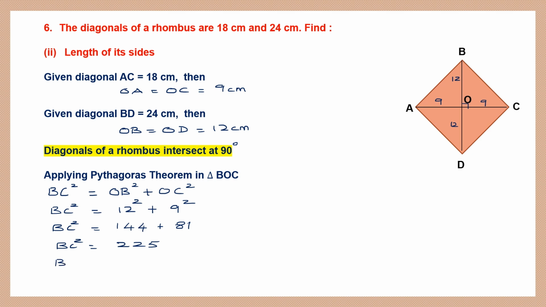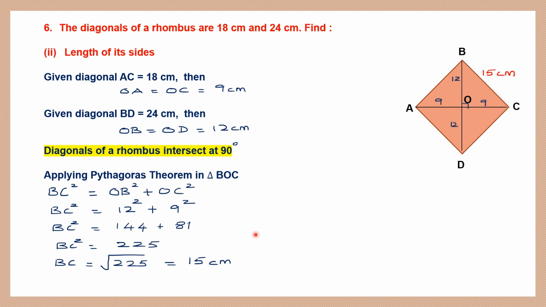How much will BC be? BC will be the square root of 225. And what is the square root of 225? 15. That means BC is equal to 15 centimeters. So let's write it there on the figure. So on the figure, BC is 15 centimeters.